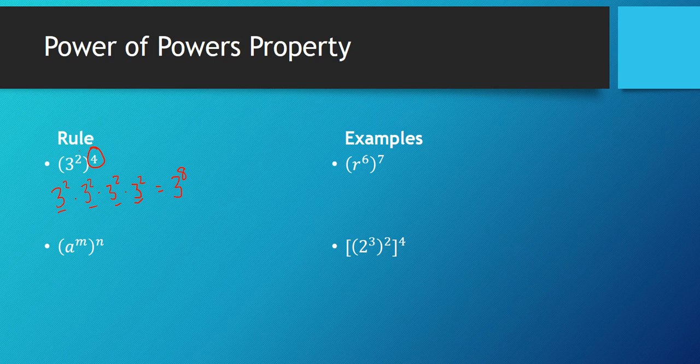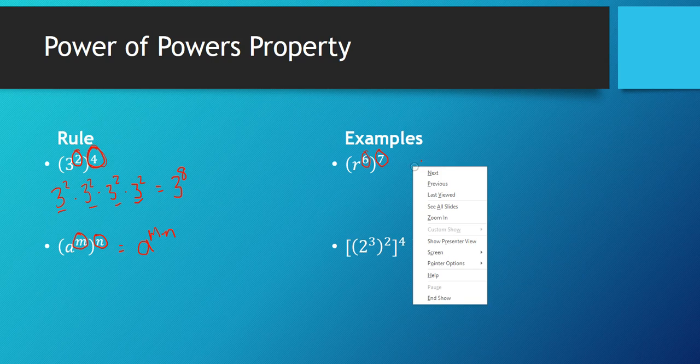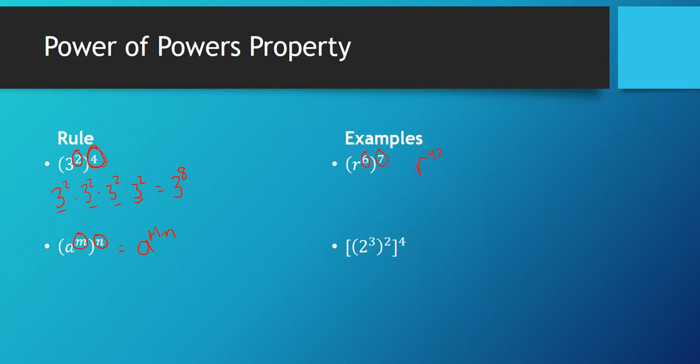So if I look at my exponents, and I have a power raised to a power, 2 and 4 in this case, and I got 8, what did I do with them? Multiply. So when I have an exponent here and an exponent here, so a power raised to a power, I multiply them together. So a to the m times n. So let's look at this example. We have r to the 6th raised to the 7th, so the exponent with an exponent. I'm going to multiply. 6 times 7 is 42.